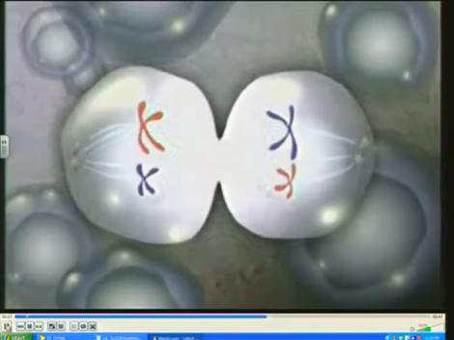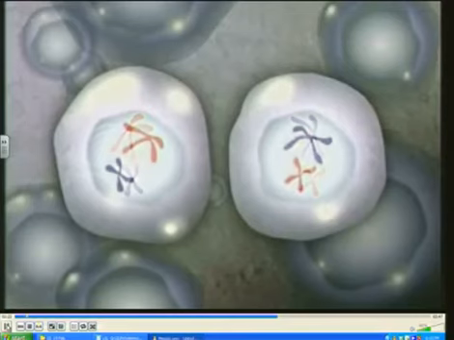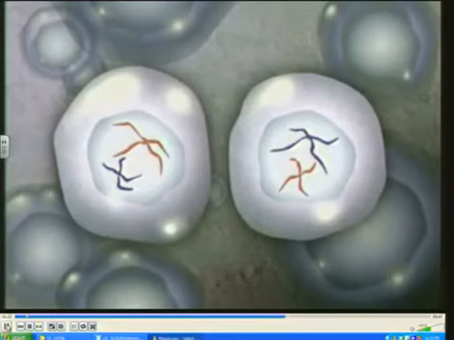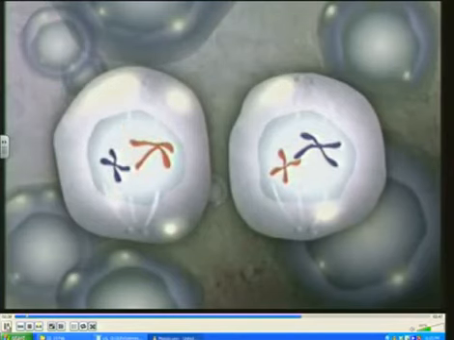And during telophase, these chromosomes will be at the poles, and the nuclear membrane will reform, and immediately we go into prophase 2. There you see the chromosomes in prophase 2. And as we move on, you'll notice that the chromosomes start lining up at the equator.